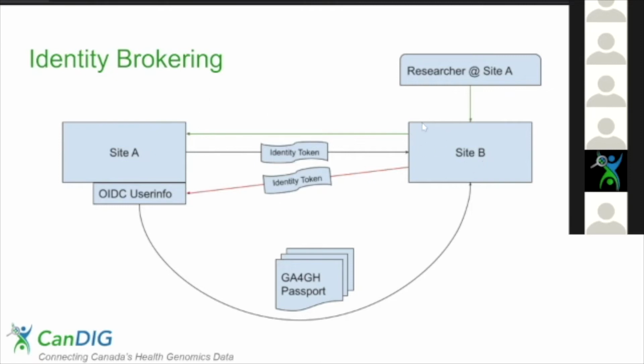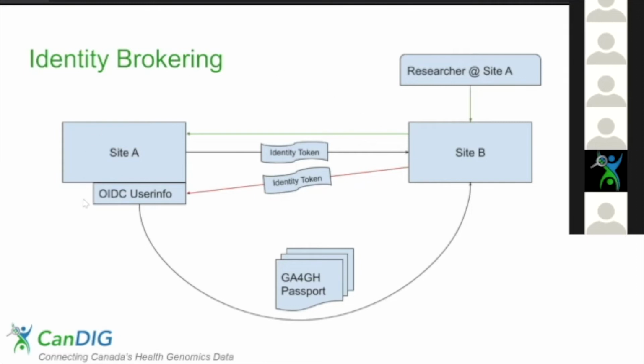This authentication happens, and then Site B, in order to gain more information about what this user is authorized to look at, can send some cryptographic information to Site A's user info endpoint. And this user info endpoint will then return this researcher's passport. Once Site B has this passport, they can map some information about this researcher to their own database and determine if a researcher has access to the information they're looking for.